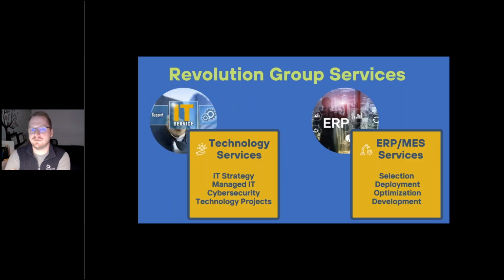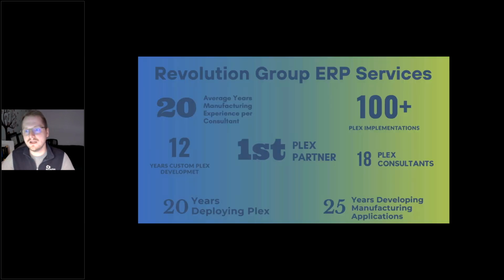A little bit about us as Revolution Group. We're a full service technology provider, from both the traditional IT infrastructure and strategy to full service ERP and MES services, from selection, deployment, optimization, and development. We are Plex's first real partner in the industry, and we've done 100+ Plex implementations. Our consultants have 20+ years of experience. We have a pretty experienced roster of consultants.